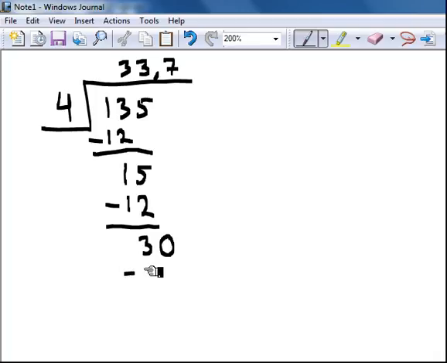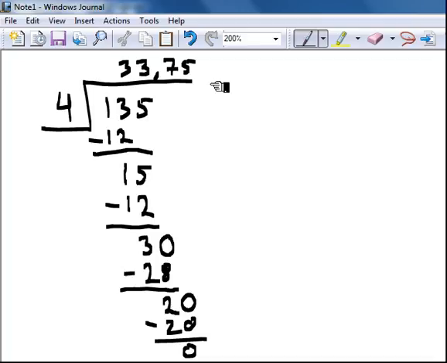7 times 4 is 28. 30 minus 28 is 2. We add a 0. How many times can we put 4 into 20? 5 times. And it's going to be exactly 20. So we will stop here. 20 minus 20 is 0. The answer is 33.75. Remember, the answer, we have to use the right unit. So the answer is going to be 33.75. Then we write euro sign in front of it.